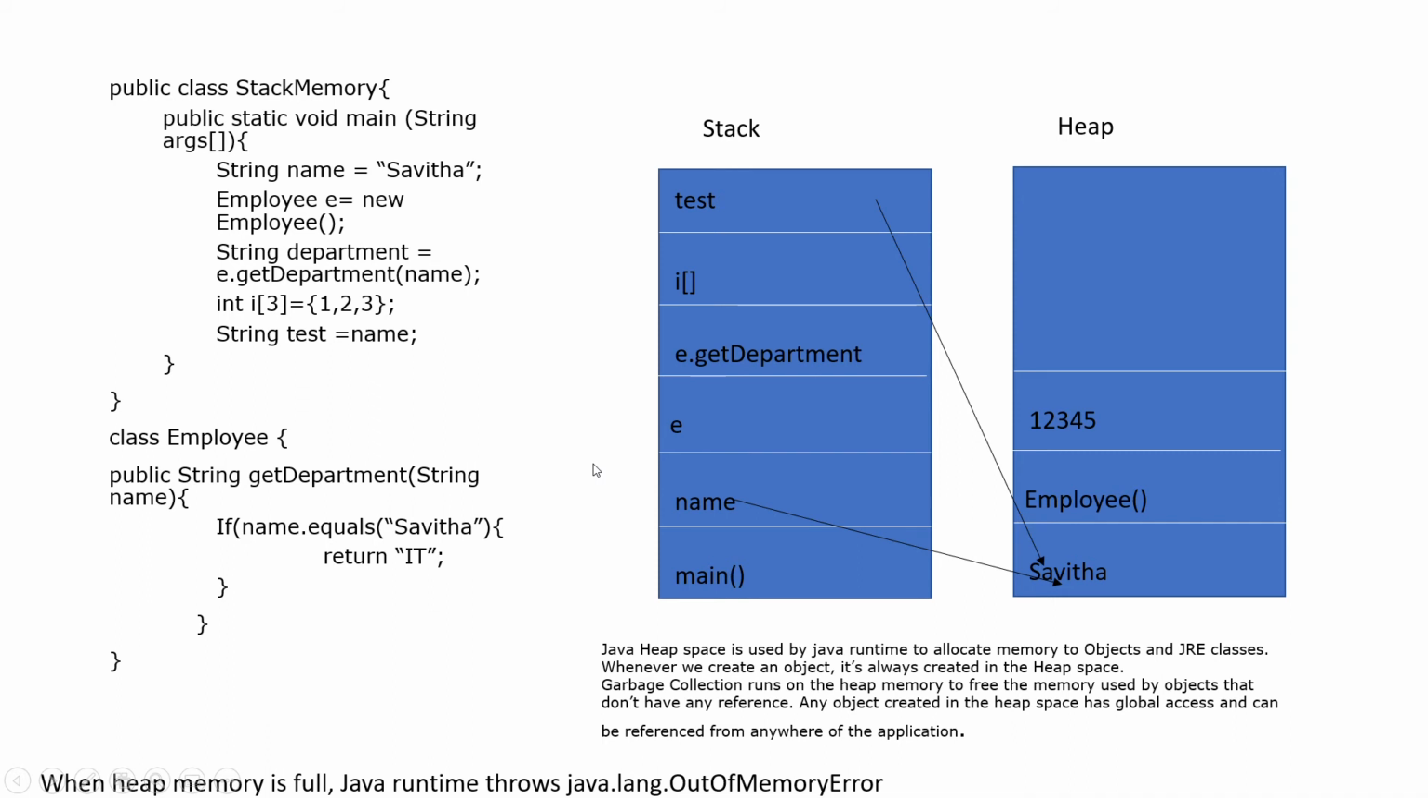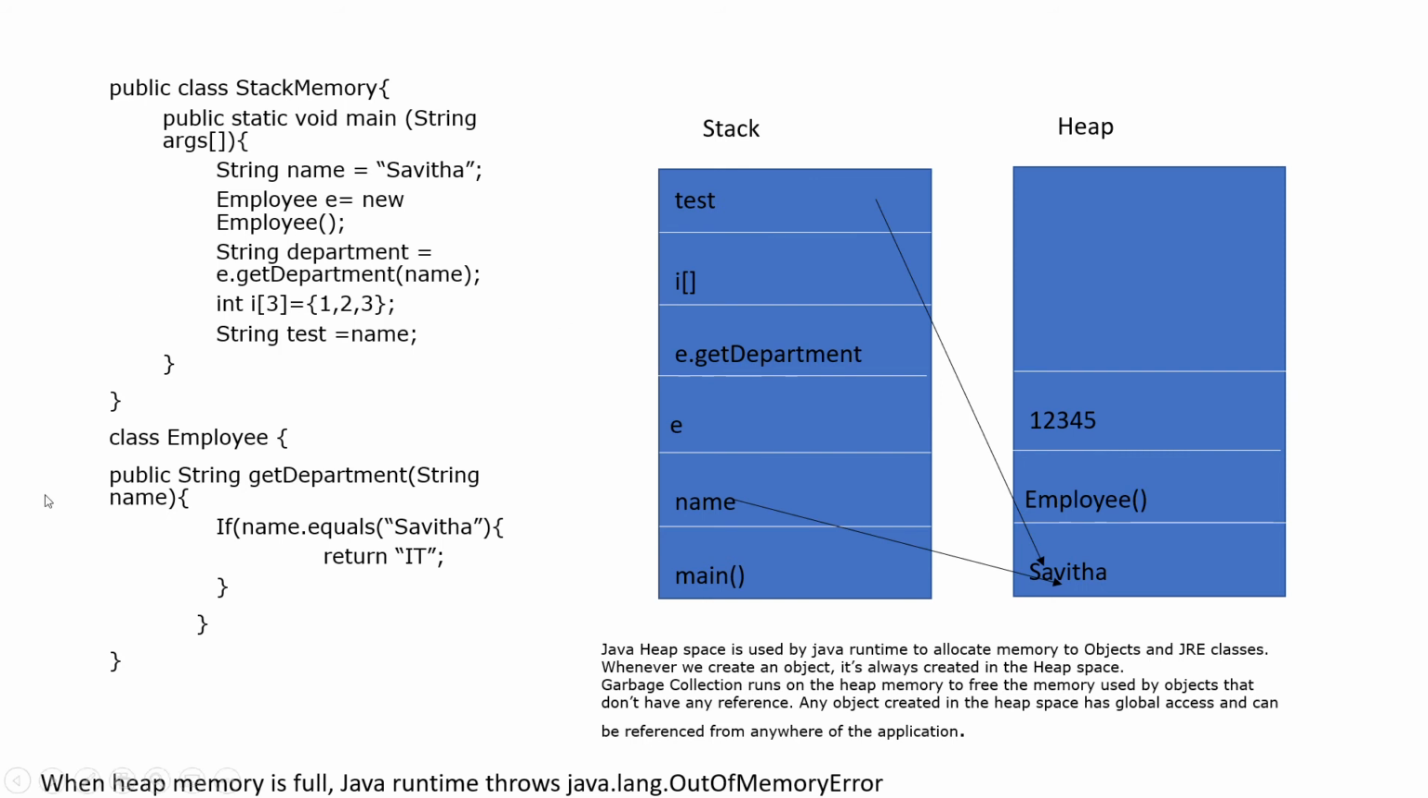Java heap space is used by the Java runtime to allocate memory to objects, as I told you before, and JRE classes. Whenever we create an object, it is always created in the heap space. Garbage collection runs on the heap memory to free the memory used by objects that don't have any reference. Any object created in the heap space has global access and can be referenced from anywhere in the application. When the heap memory is full, the Java runtime throws an OutOfMemoryError.